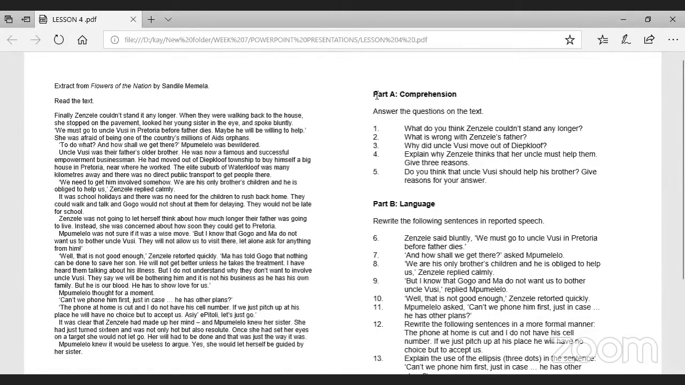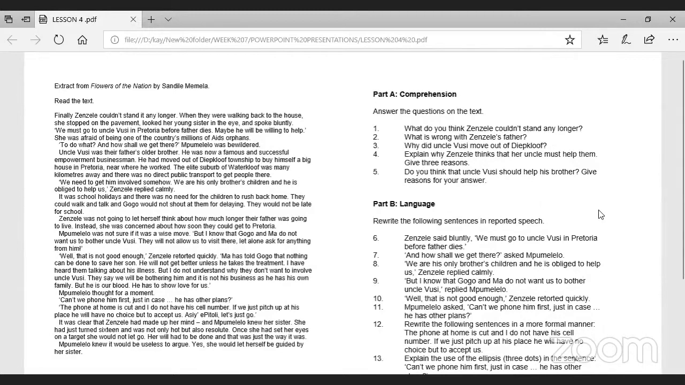So if you said anything along the lines of her not being able to stand seeing her father ill or her father sick, or her being afraid of being an AIDS orphan, then that is still fine. Okay. So number 2, what is wrong with Zenzele's father? From what you understand, what is wrong with her father? He has AIDS, that's correct. Thank you, James.